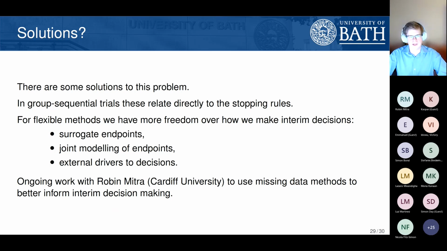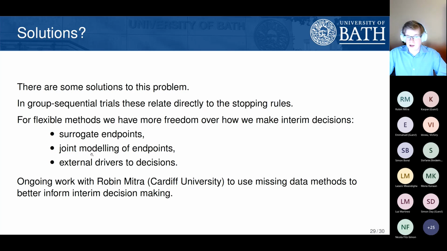For example, in group sequential designs, there is work on what you do with these pipeline patients and how that relates to the stopping rules. For flexible methods, we have more freedom over how to make these decisions. So we could, for example, consider surrogate endpoints. Kaspar talked a lot about estimands. Maybe use a different estimand to decide how you're going to make your adaptive decision at the end of the trial, and think about how that's related.